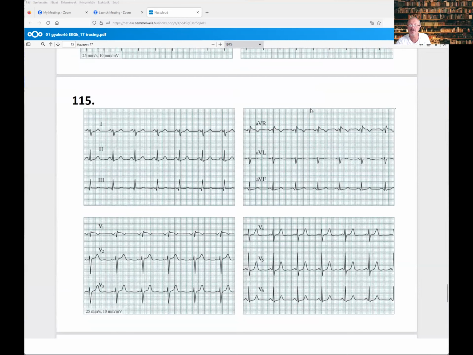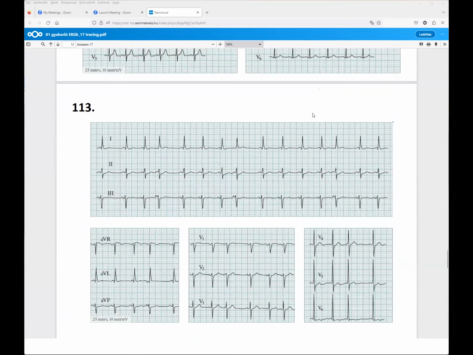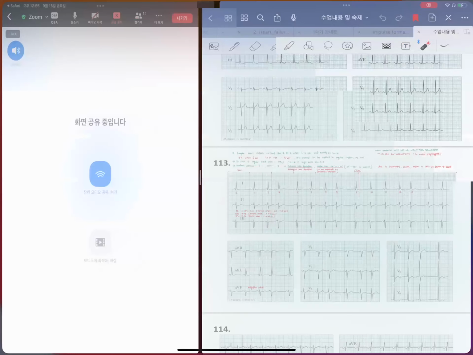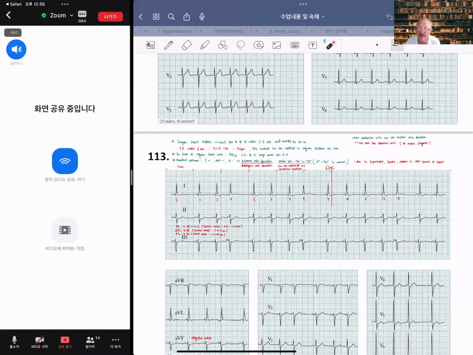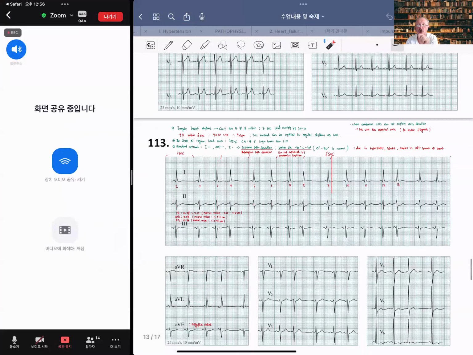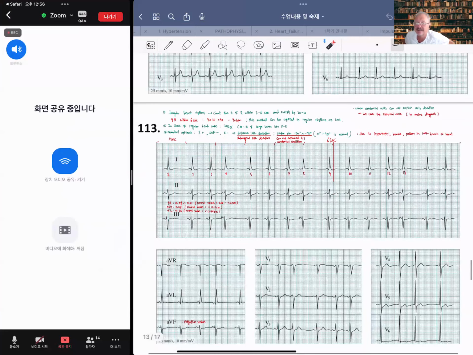15. Anybody has 15? Can I go with the 113 first? 113? Yes. Can I share my screen, please? Yeah, for sure. I'm happy to let you share your screen. It's working. Almost, yes. Now, this is what I like, and I'm asking you to do the same. Let's make notes on the ECG. You can write anything on the ECGs. That's very good.